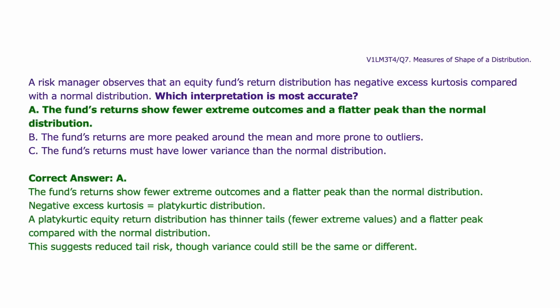Kurtosis of normal distribution equals 3. Excess kurtosis equals kurtosis minus 3. Negative excess kurtosis means kurtosis less than 3. Distribution with kurtosis less than 3 has thinner tails and flatter peak than normal distribution. Thinner tails mean fewer extreme outcomes. Flatter peak means less concentration around the mean.